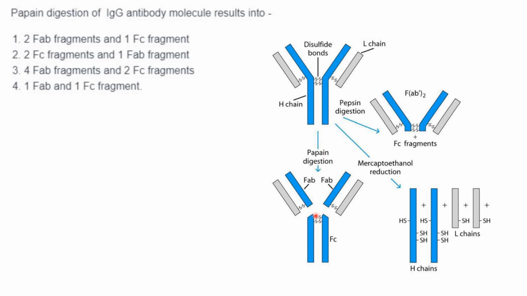Then upon papain digestion, you get 2 Fab fragments and 1 Fc fragment. Mercaptoethanol will reduce the disulfide bonds, that is why SH here, and this bond will break and this bond will break, so you will get 2 heavy chains and 2 light chains. That is with mercaptoethanol reduction. So be thorough with this treatment of antibody with various agents. Here they have asked for papain digestion. I told you papain digestion will give you 2 Fab fragments which can bind antigen and 1 Fc fragment. So option 1 is the answer.